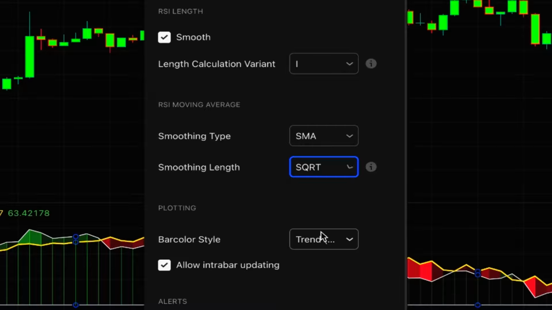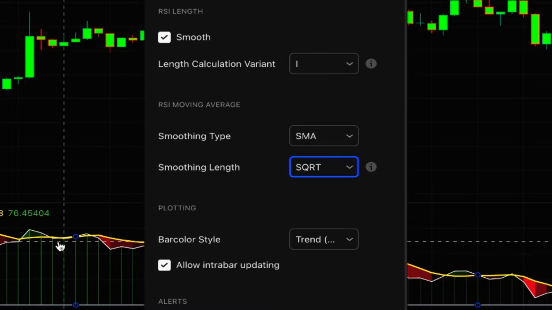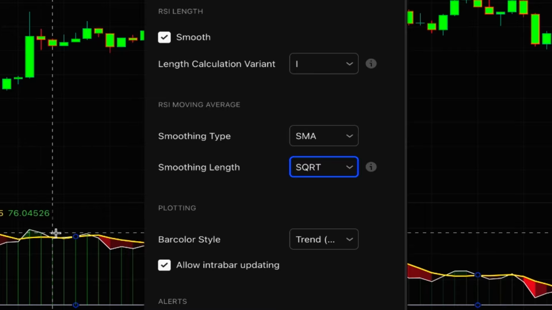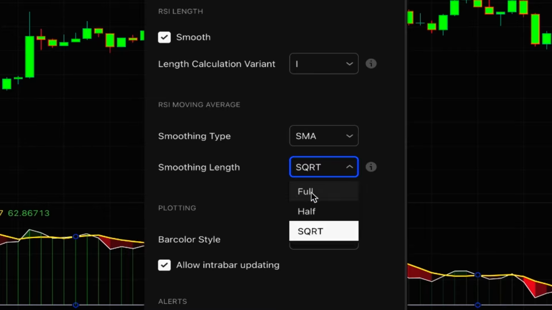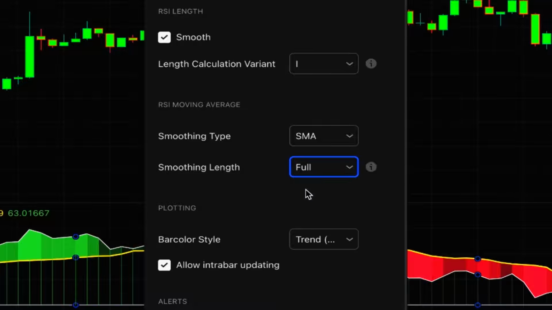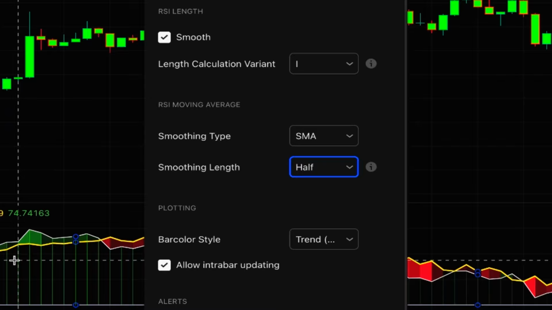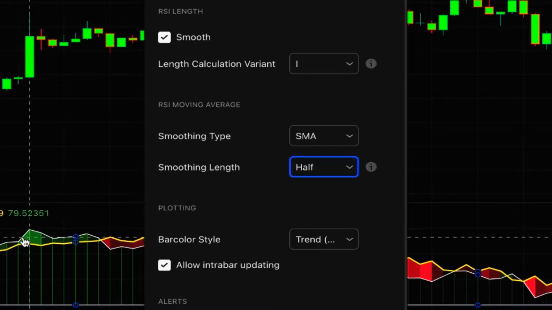If you choose square root, this will make the moving average line very close to the RSI line, and this can increase the number of crossover signals, which potentially many of them are false signals. Between the other two, full and half, when you choose full, the moving average line becomes smoother and farther away from the RSI line, and when you choose half, the line is more responsive and closer to the RSI line. As you can see, choosing half is a good choice since this is actually our signal line and we don't want it to be so far from the RSI line.